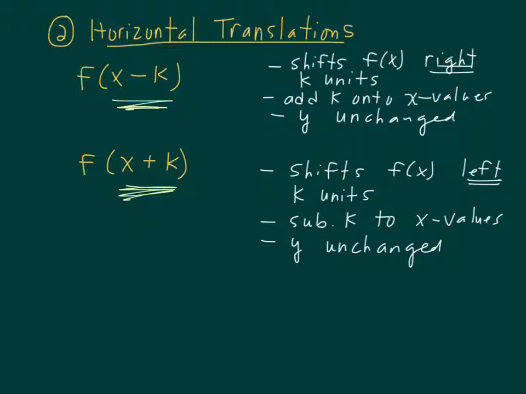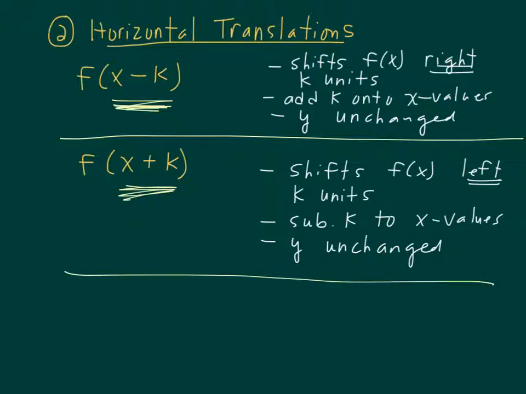So by that I mean if you see something like x minus k, right? K again is just some number. So that minus actually means that our function would be shifted to the right k units. That means we would be adding k onto the x values, and in doing so, y would be unchanged. Okay.